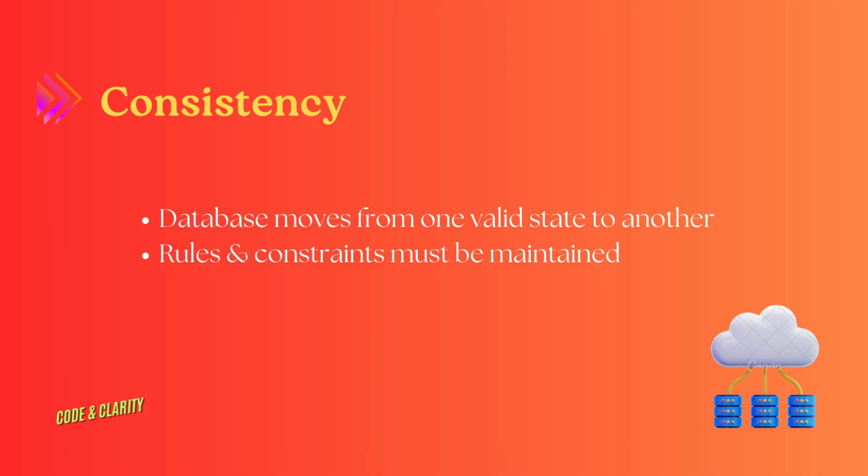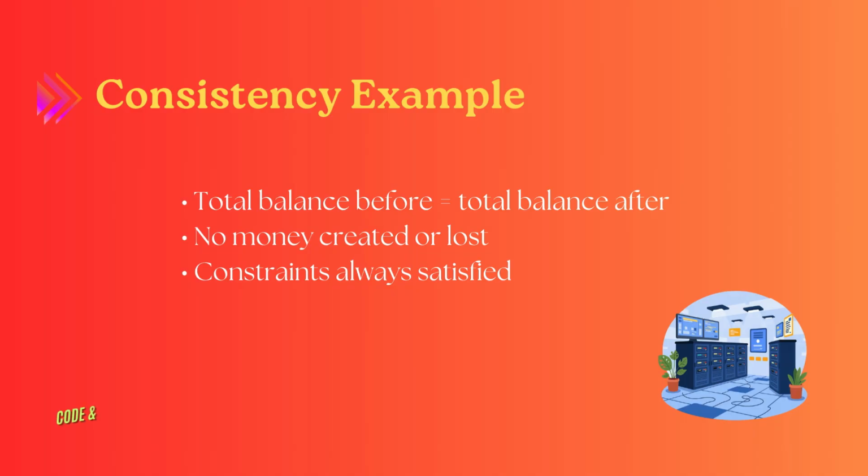Let's consider an example for consistency. Before the transaction, suppose the total money in the bank is ₹10,000. After the transaction, the total should still be ₹10,000. No extra money should be created. No money should disappear. This ensures data accuracy and integrity, which is also known as consistency.